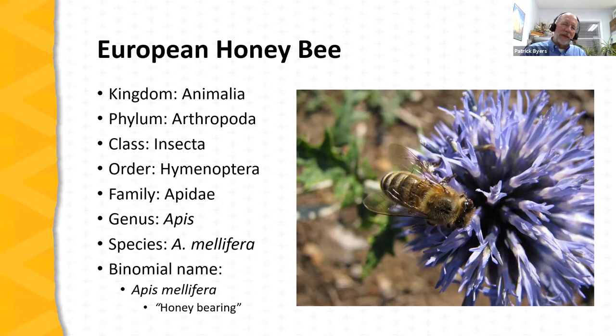Now, you sometimes hear the term apiculture or apiary. Apiculture is beekeeping. An apiary is an area where honeybee hives are kept. And those are derived from the Latin name of the European honeybee, which is, of course, Apis.